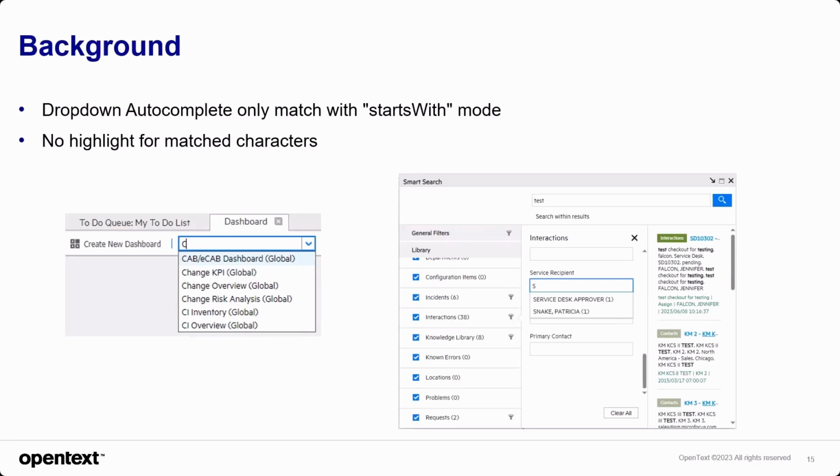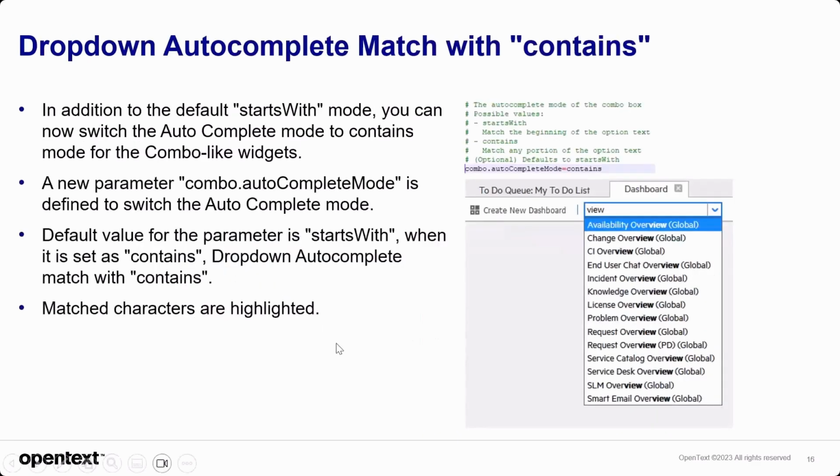Starting from Service Manager 9.80, besides the default starts-with mode, we now introduce a new mode, as I mentioned, a contains mode, and the customer can switch to the contains mode for all the combo-like widgets. A new parameter is introduced to allow customers to switch to this new autocomplete contains mode. And of course, to make sure we didn't change any out-of-box behavior, the default value for this parameter is starts-with.